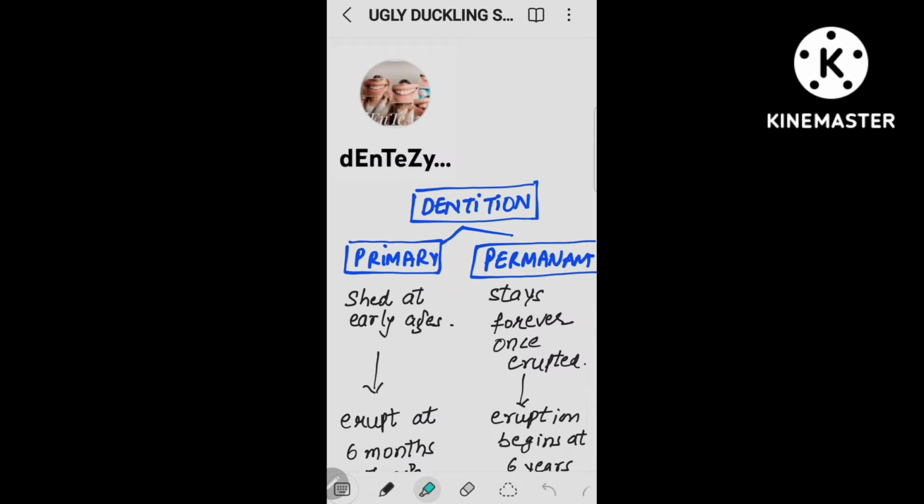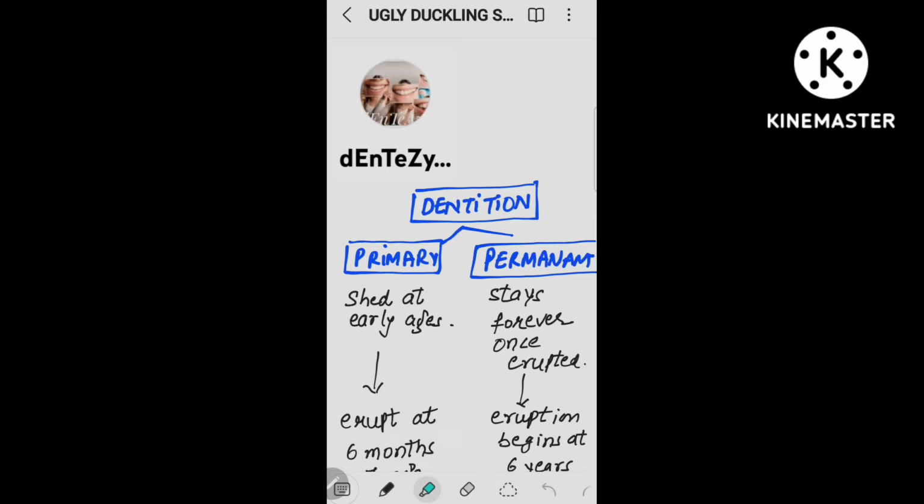Today we are going to discuss a very important topic in orthodontics, which is the ugly duckling stage, which is also called the Broadbent's phenomenon. So let's get started. As we all know, we study dentition in two parts. One is the primary dentition, another one is the permanent dentition.